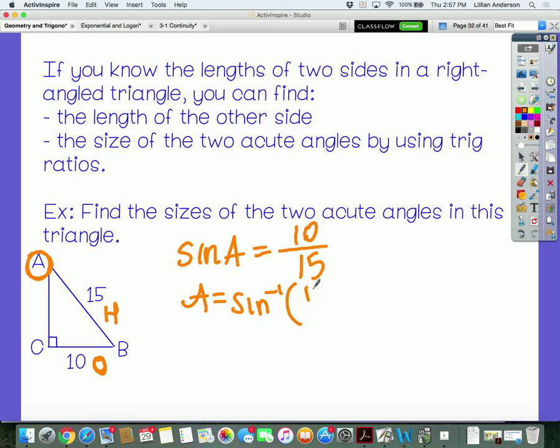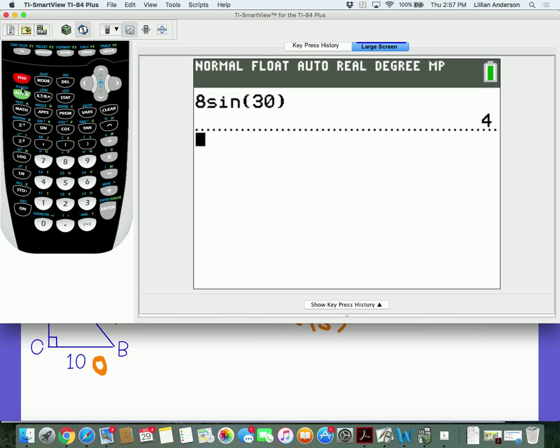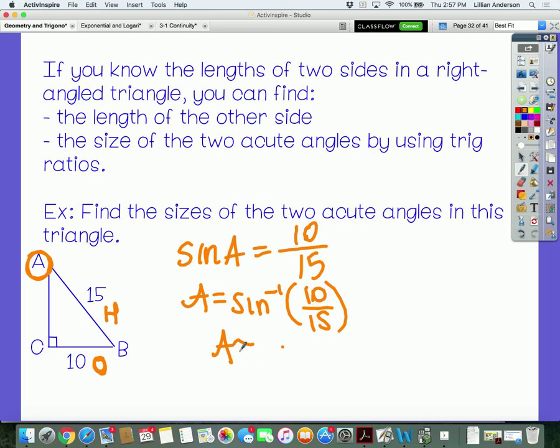So it's written, excuse me, like this. And this is exactly what should show up when you type it into your calculator. You do the sine inverse of 10 divided by 15. And we are rounding this to three significant figures. 41.8. Three significant figures. Remember, we start with the first non-zero number. Questions on that?